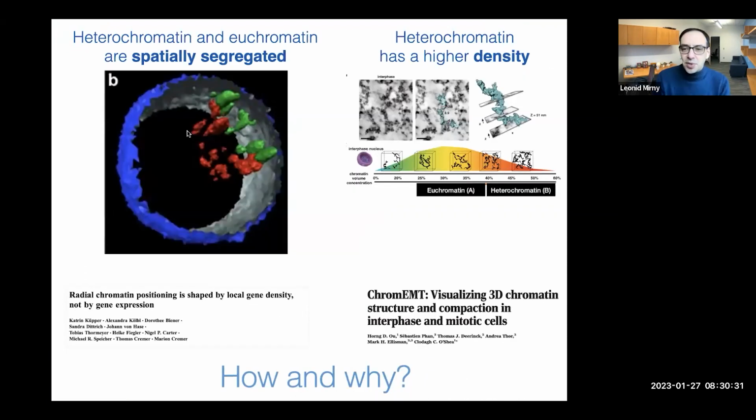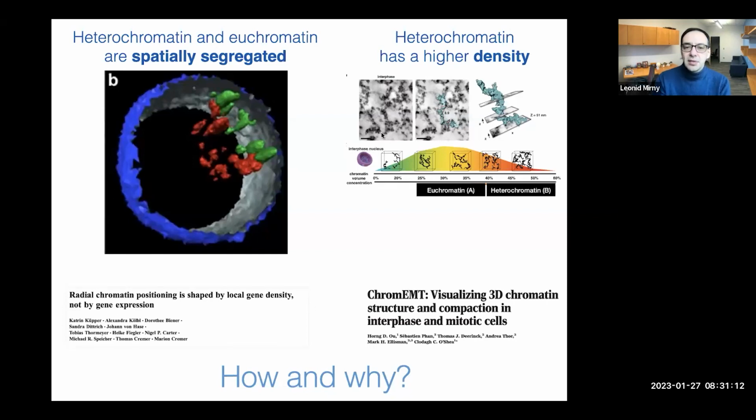Essentially our motivation here was to understand the role of heterochromatin, and as you heard from the previous talk, heterochromatization changes through development. The two primary features of heterochromatin, the way we know it, are that it's spatially segregated from euchromatin, and it's dense. It has a higher spatial density, as known from many measurements, in particular from ChromoEMT from Clodagh O'Shea's lab. And the question is why? How are these denser regions formed, and what's the function of this spatial segregation and of high density?